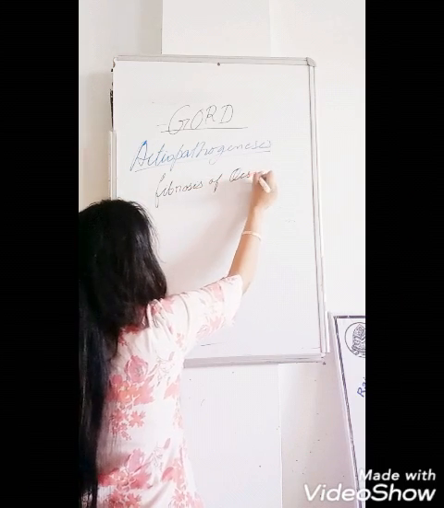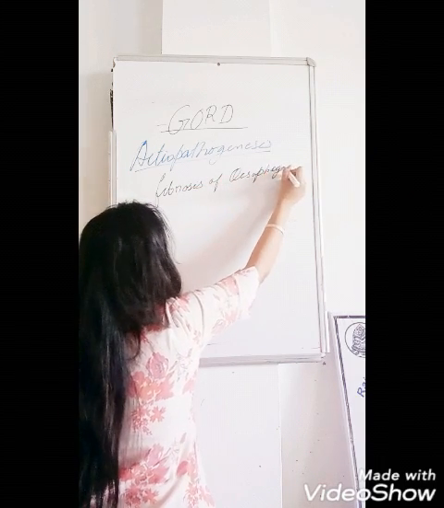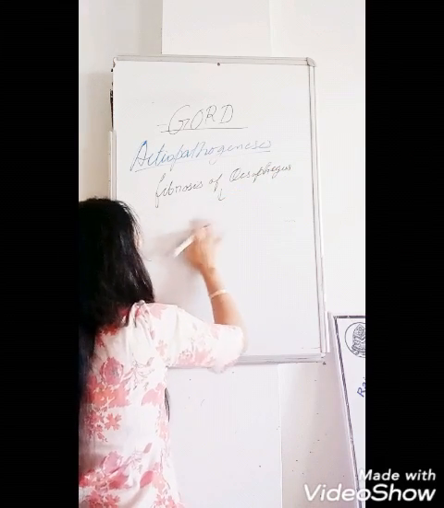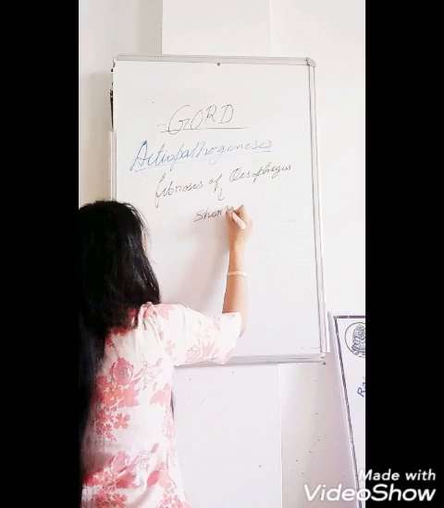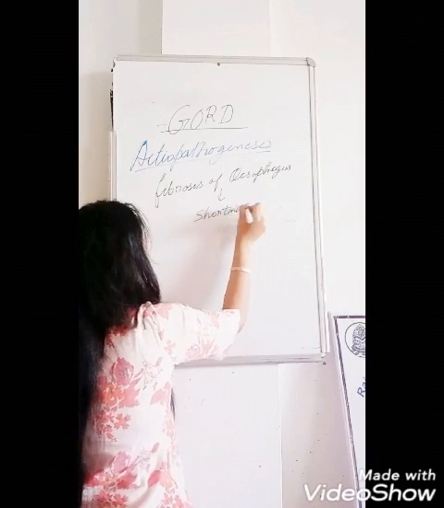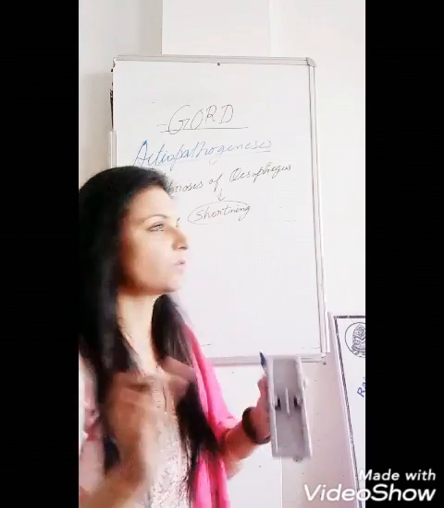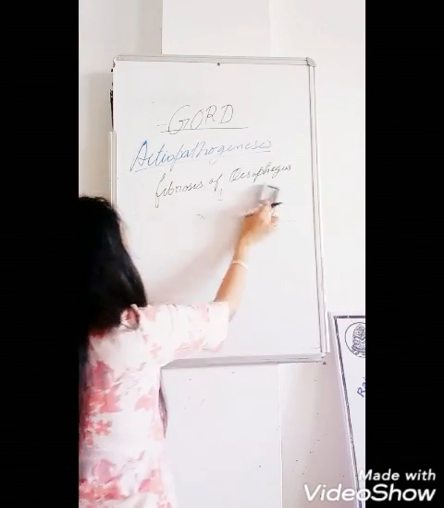of the esophagus. So that will cause what? Shortening. That will result in shortening of the esophagus. The later complications will be stricture and stenosis. So this was the etiopathogenesis.